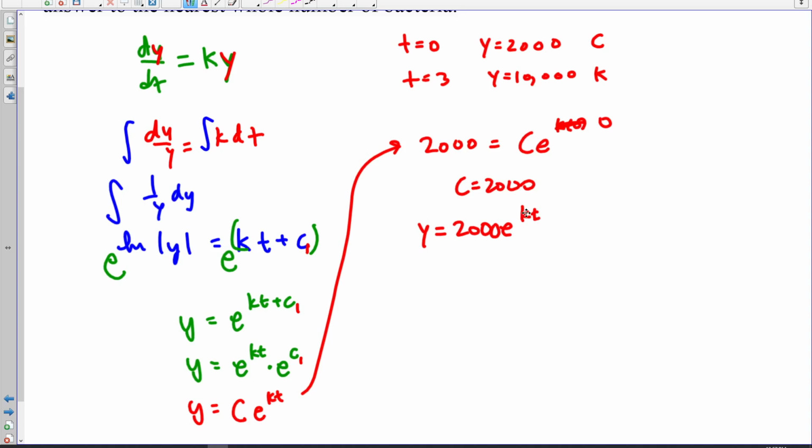I just need to solve for the k here. And so to solve for the k, I'm going to use this second initial condition. This says anytime that t is 3, y is 10,000, so 10,000 is equal to 2,000 e to the k times 3, so that's 3k.